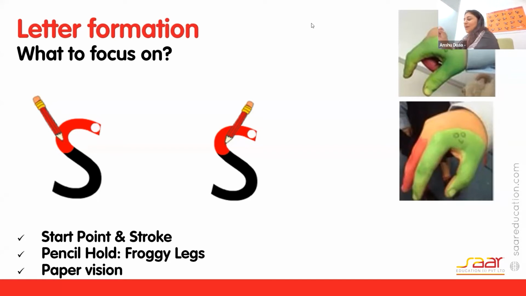And with this pincer grip, you can easily ask the child to hold the pencil. So if in the beginning you have problems with your children because of the online classes, a lot of problems with proper handwriting, please use the froggy legs activity, wherein you can ask your children to do this froggy leg activity before they hold the pencil, and then they can go beyond. So this is going to give you the right hold for the pencil.